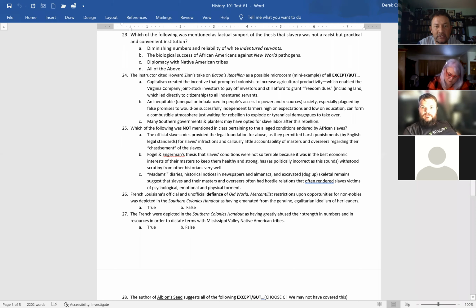C, diaries, historical notices in newspapers and almanacs, and excavated skeletal remains suggest that slaves and their masters and overseers often had hostile relations that often rendered slaves victims of psychological, emotional, and physical torment. Absolutely. All right. Number 26, French Louisiana's official and unofficial defiance of Old World mercantilist restrictions upon opportunities for non-nobles was depicted in the Southern colonies handout as having emanated from the genuine egalitarian idealism of her leaders. No, remember, it was argued that it happened by accident.